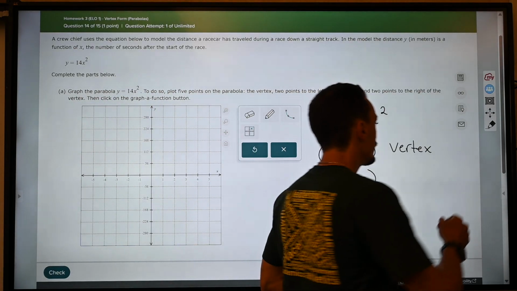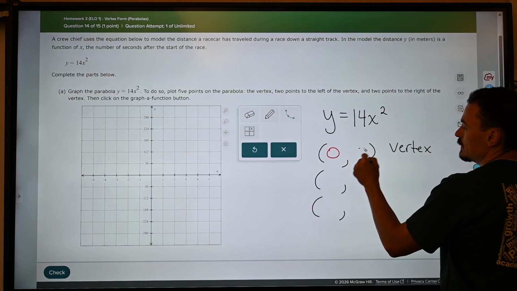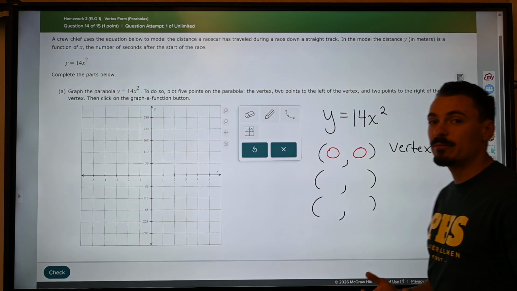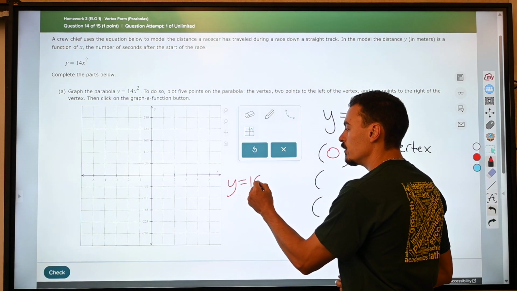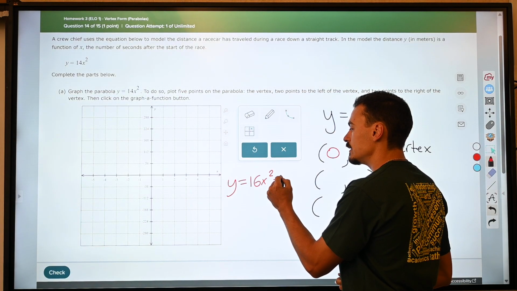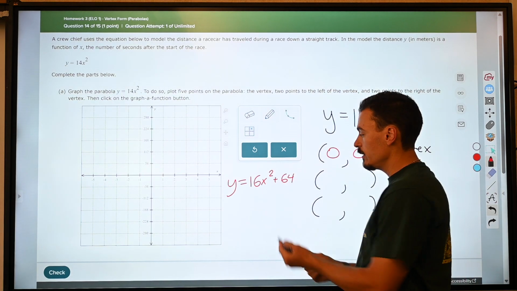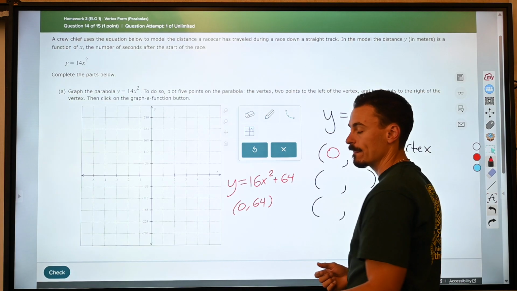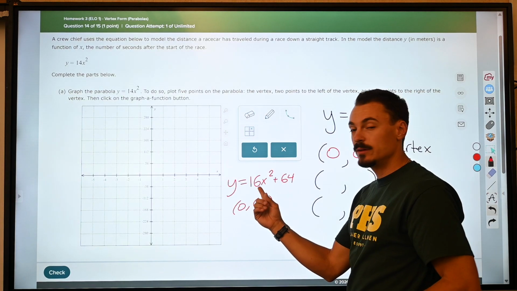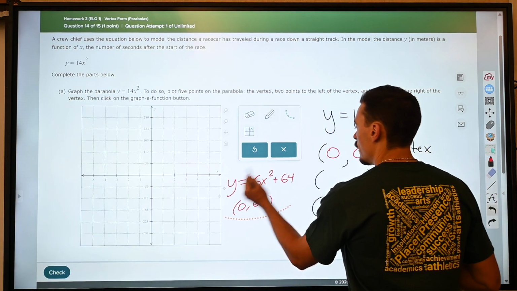So first and foremost, we know that the vertex is at 0, 0. For this graph, your graph might be different. So let's say, for example, you had y equals 16x squared plus 64. I don't know what the numbers are going to be. Your vertex would be at 0, 64 if that was your equation. So you have to shift the vertex according to whatever question you have.